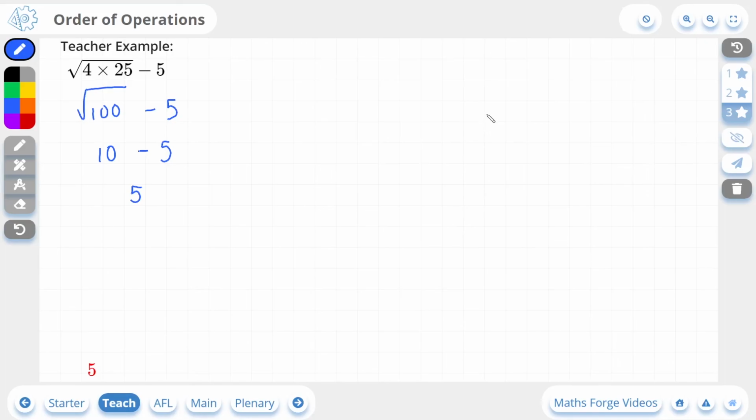And that's it for order of operations. In most cases, BIDMAS will be very useful to determine the order of operation, so the order that you do your calculation in. And in some cases, it's best to just see what's happening to the numbers first, as we've seen in this example, and then carry out your calculation logically.